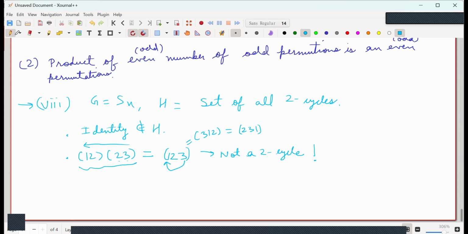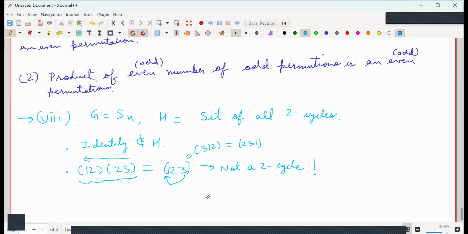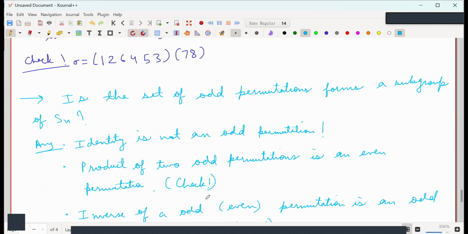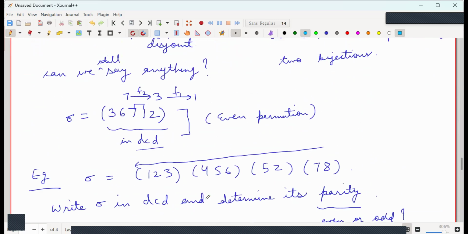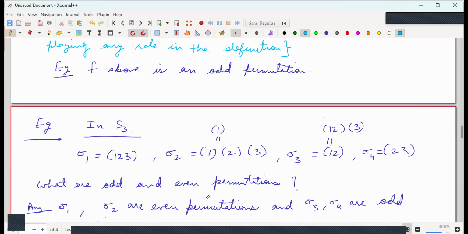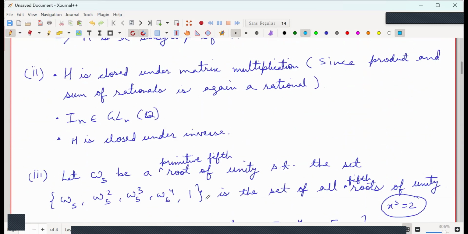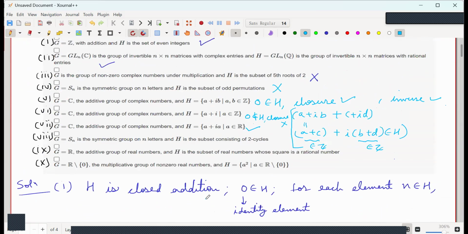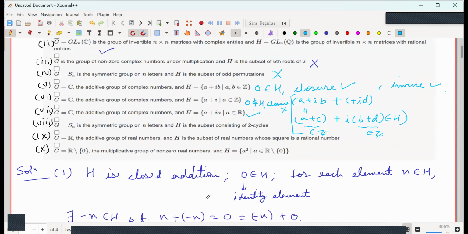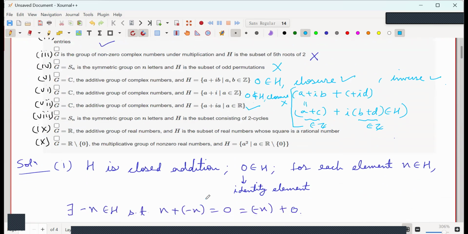Yes, sir. Correct. 1 is, sorry, I got confused. Yeah. Sorry, sir. Is it okay? Yes, sir. No, it's fine. You are seeing this for the first time, so this kind of confusion will arise. No issues. So it's not a subgroup. Product of two cycles need not be a 2 cycle. And also, as Pranjana pointed out, identity is not there.